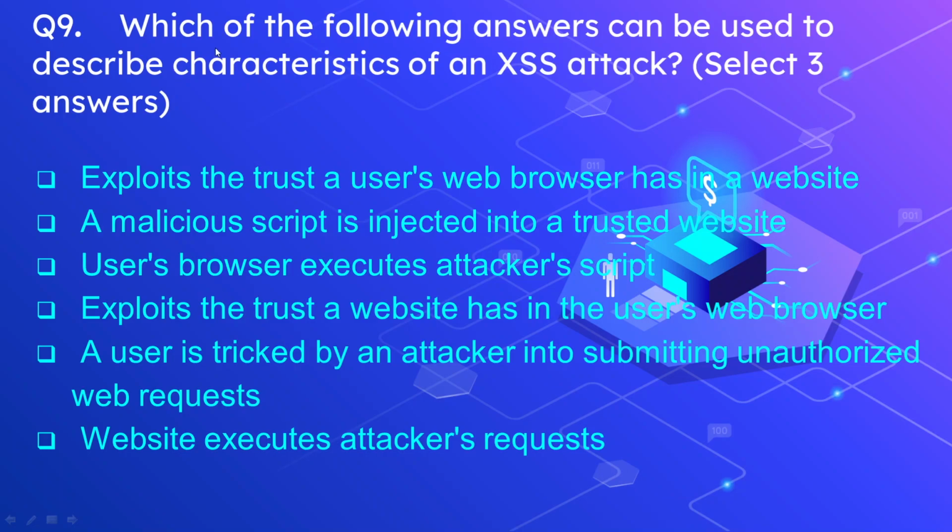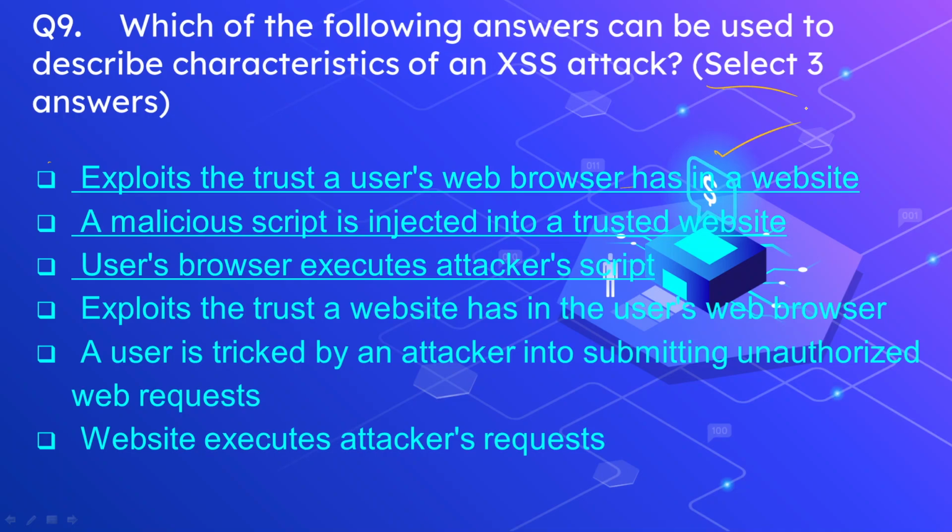Question number 9 is: which of the following answers can be used to describe characteristics of a cross-site scripting attack or XSS attack? And we have to select three options, and the correct options are: the first correct option is that it exploits the trust a user's web browser has in a website. A malicious script is injected into a trusted website, and a user's browser executes the attacker's script.